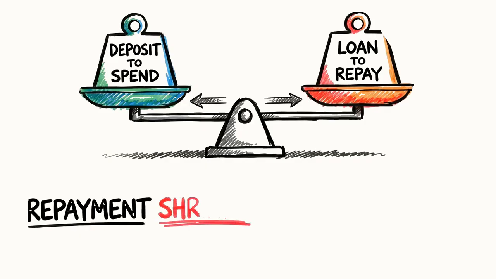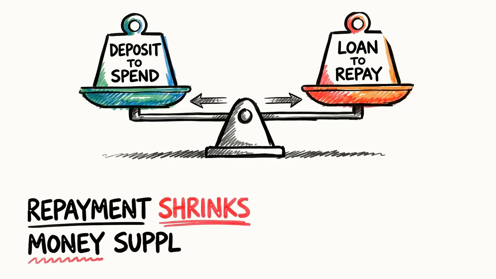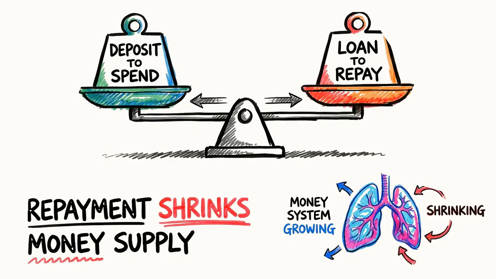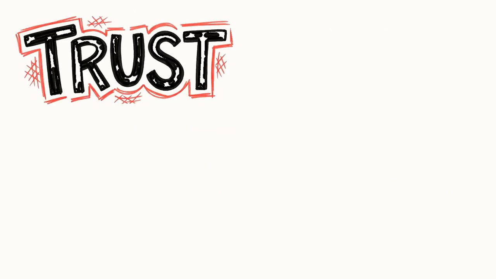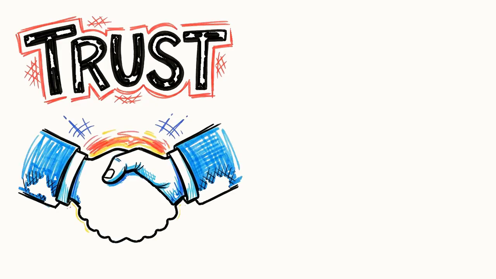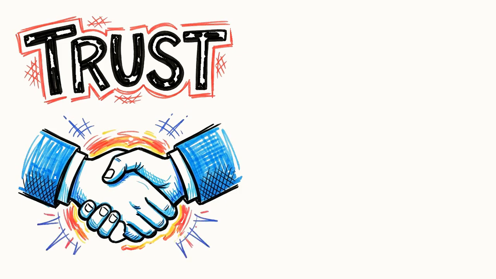And when loans are repaid, the process runs in reverse. The deposits used to repay the loan disappear. The money supply shrinks. So lending expands money, repayment destroys it. The system is constantly growing and contracting based on how much people borrow and how much they pay back. That's why this doesn't automatically spiral out of control. But there's something even more important holding it together. Trust. Trust that borrowers will repay. Trust that banks manage their risks. And trust that not everyone will demand all their money at once.